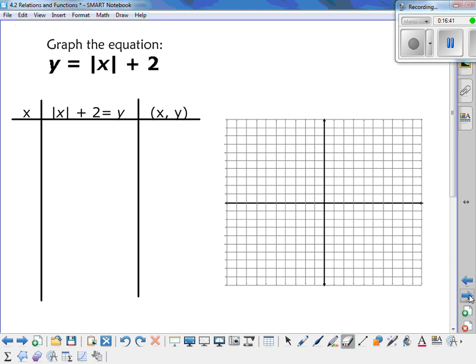Okay, now we're going to look at one that's the absolute value of x plus 2. Actually, I think we're going to go ahead and stop here because the bell's about to ring, so we'll come back to this tomorrow.